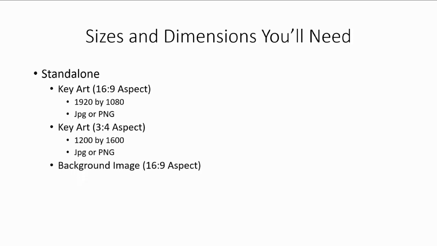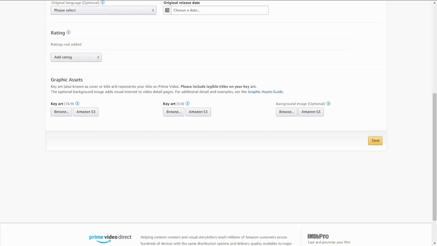Now there's also space for a background image, and it'll need to be 1920 by 1080, JPEG or PNG, and once again it's going to be optional because it's only designed to convey mood on certain devices. And you'll see that here in the standalone upload section where the second key art piece is 3 by 4.